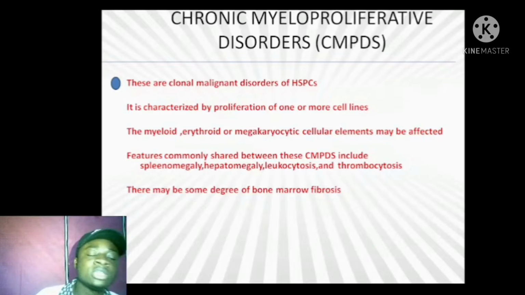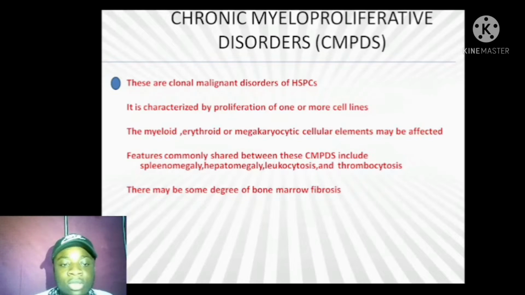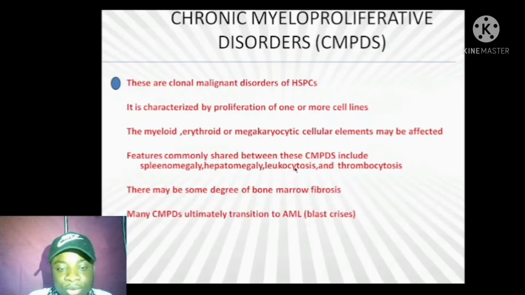Hepatomegaly is also the enlargement of the liver. Okay, and then there will be leukocytosis, very important, and thrombocytosis. Why would there be splenomegaly? Why would there be hepatomegaly?